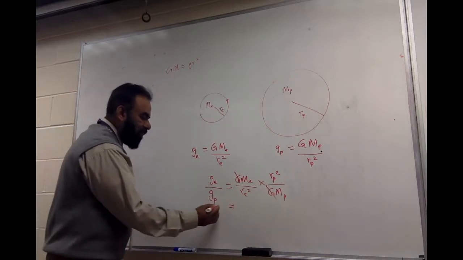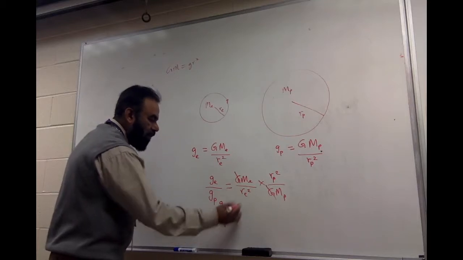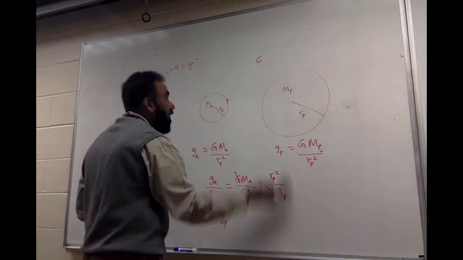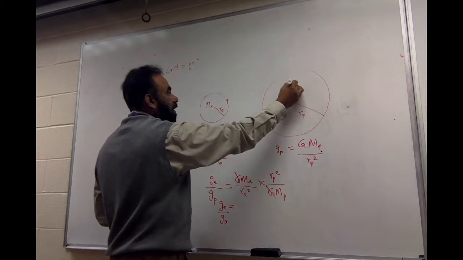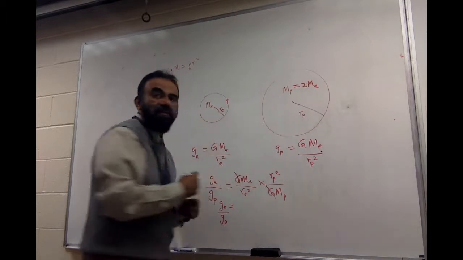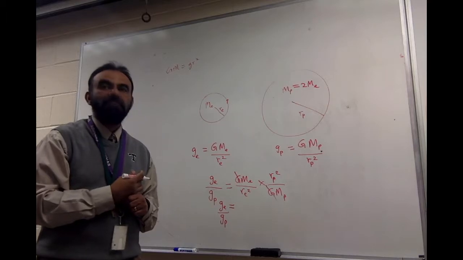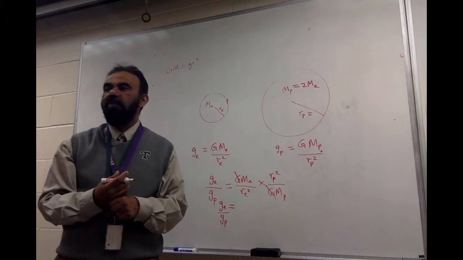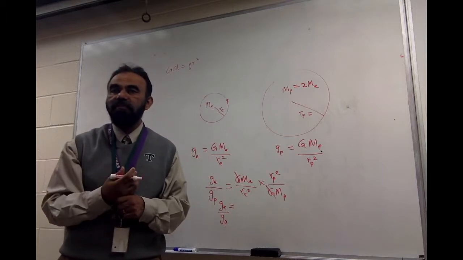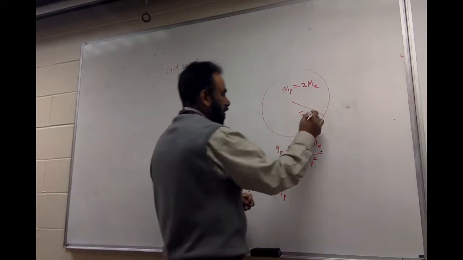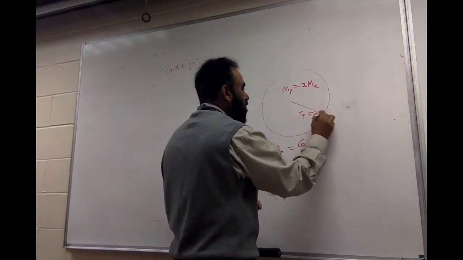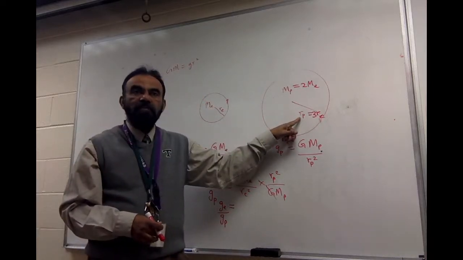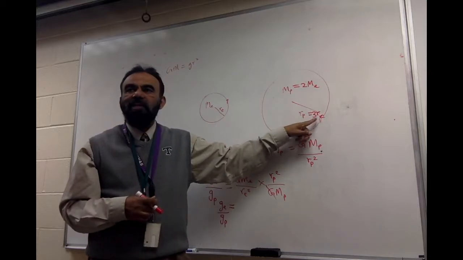Now next step, g_E over g_P. Now I'm going to replace, because I gave you the conditions that M_P is twice M_E. Did I say that? Yes. And what did I say about R_P? The diameter is 3 times. So what will be the radius then? 3 times R_E. Diameter changes the same way as the radius changes. So the radius of the planet is 3 times R_E.